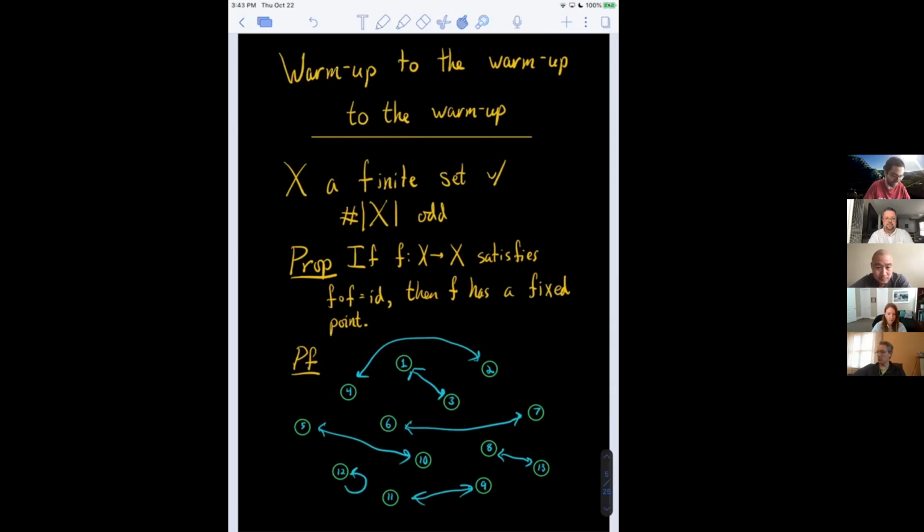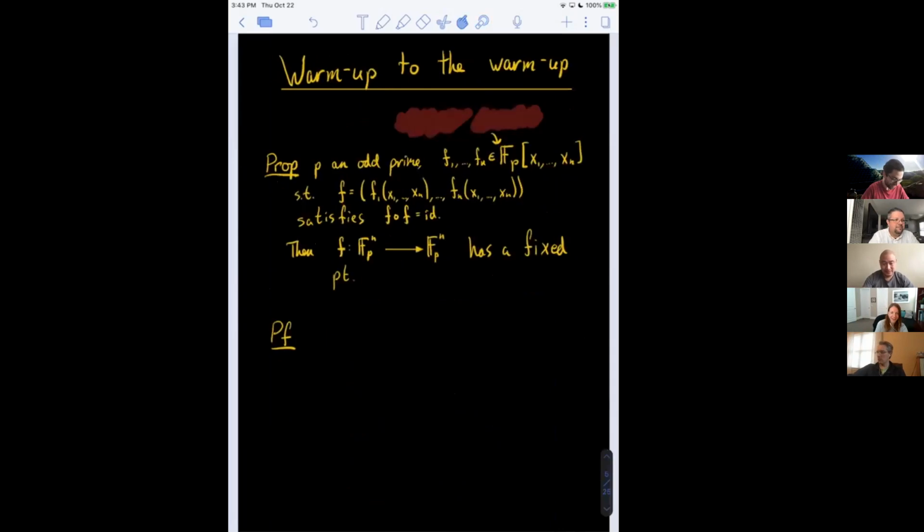So let's do the warm up to the warm up now. So here's the warm up to the warm up. So now suppose you have an odd prime number. And what we're going to do is prove a version of Serre's theorem. A version of this theorem about polynomial involutions having a fixed point, not over the complex numbers, but over a finite field.